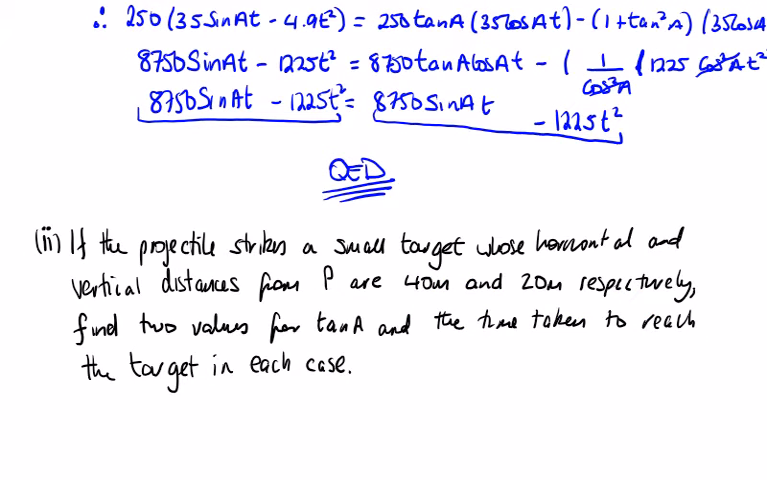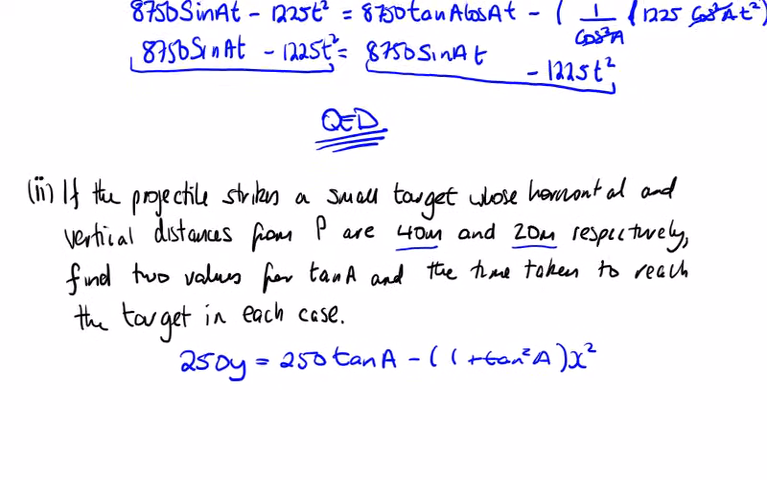Part B, we're told the projectile strikes a small target whose horizontal and vertical distances are 40 and 20. Find two values for tan A and the time taken to reach the target in each case. Okay, if we go back and write the formula from the beginning, it was 250y is equal to 250 tan A, minus 1 plus tan squared A times x squared, and we fill our values in here.